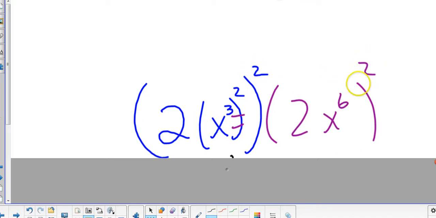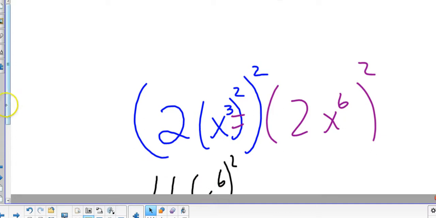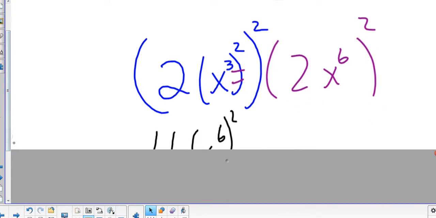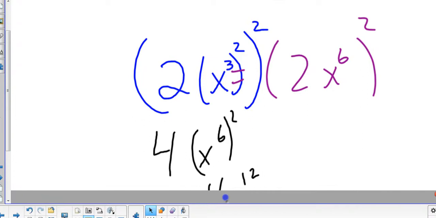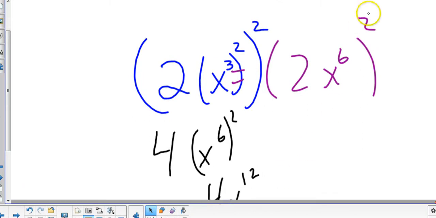And now this exponent of 2 is controlling the parentheses. So each factor in the parentheses needs to get squared, so it becomes 4 x to the 6th to the second, or 4x to the 12th.